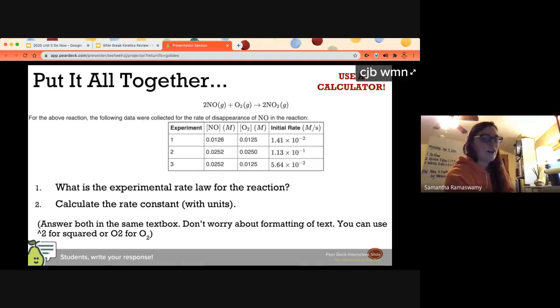I see a lot of people, before they even realize what the orders are, typing rate equals K. It's a very good strategy to have when you're doing rate laws: rate equals K, and then you can figure out your order. So take just a little bit, figure out the order of each reactant, write the rate law, and then calculate the rate constant with units.